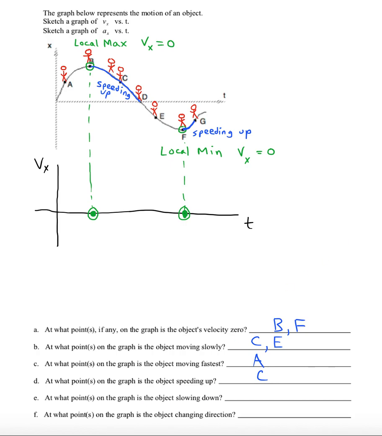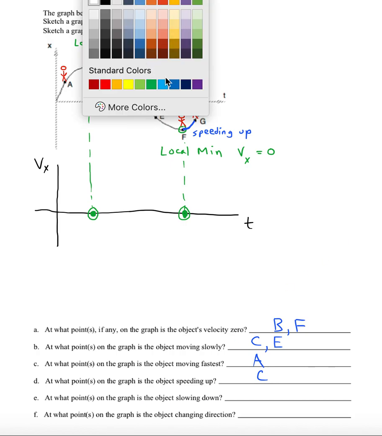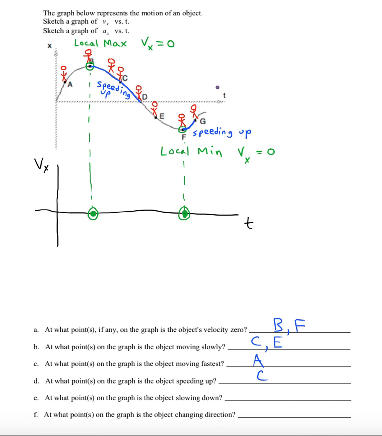Now, where is the object slowing down? This would be a place where the slope is getting less steep. It starts off really steep, and then it gets more and more gradual as time goes on. Well, I think around here, our slope is quite steep at A, and then it levels off. So we're slowing down here.